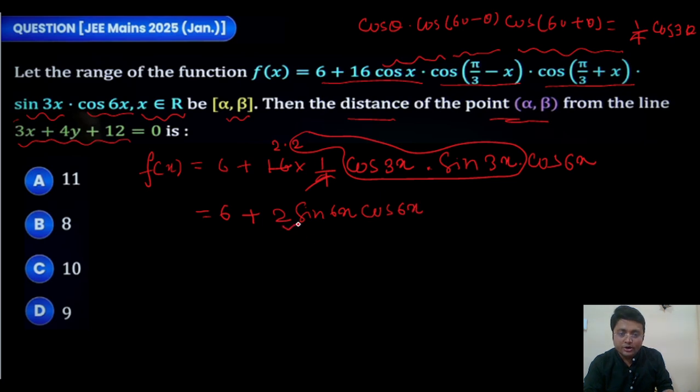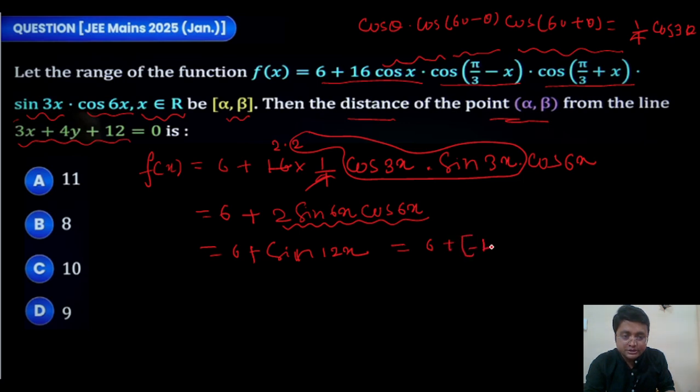Now look at this. This is also the formula of sin 12x, again sin 2a = 2 sin a cos a. So now tell me, what is the range of sine? Minus 1 to 1. So you just add, and if you add, then what you will get? 6 minus 1, that is 5, and 6 plus 1, that is 7, right?